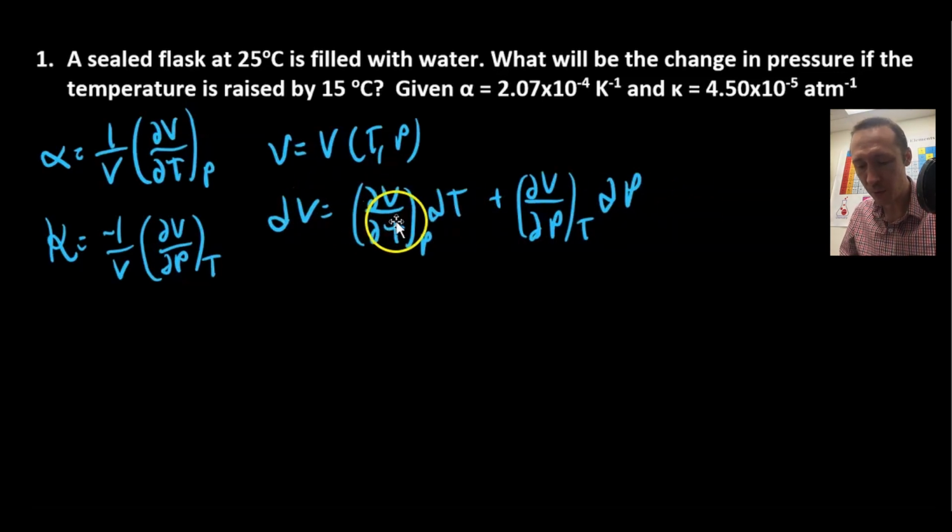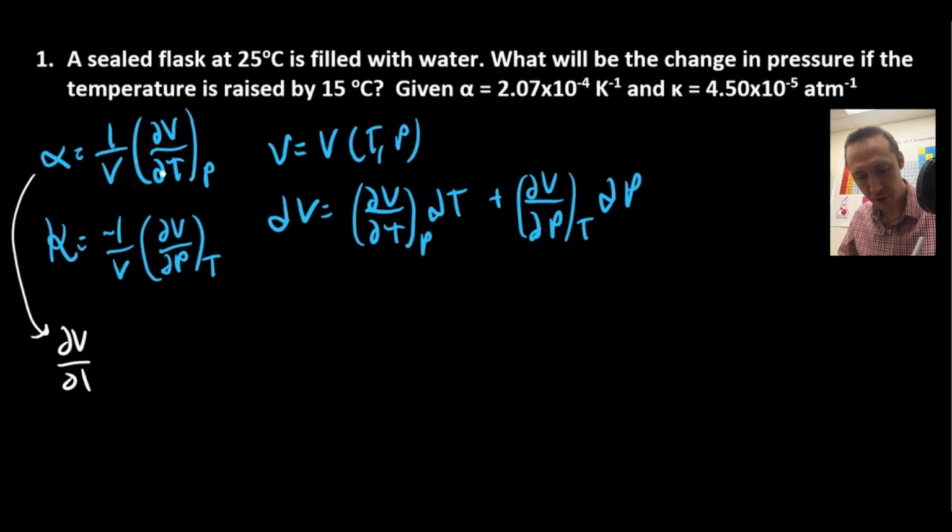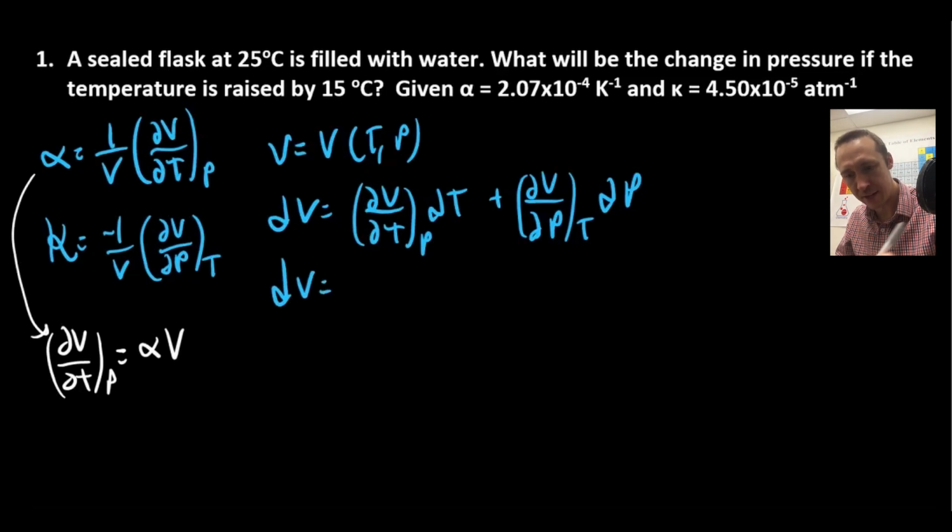Anyways, if we look at this exact differential form, the partial V over partial T holding pressure constant is the same as the one in the definition of alpha. So we can substitute this in. If we solve for it, that's alpha times V. So that term becomes alpha times V dT.